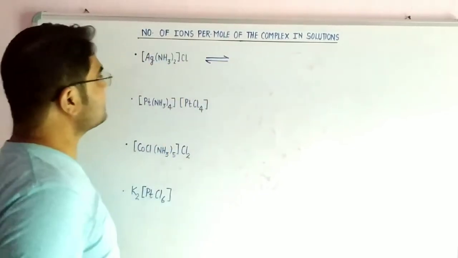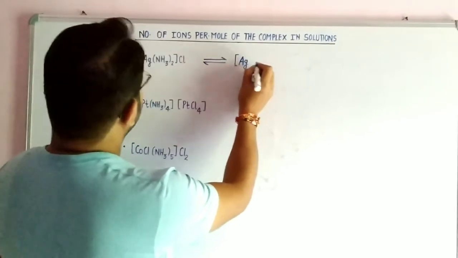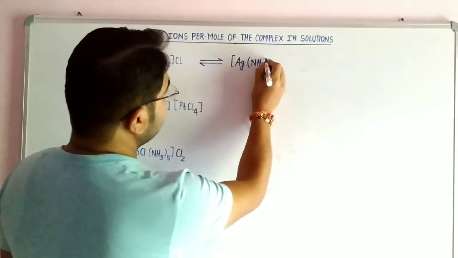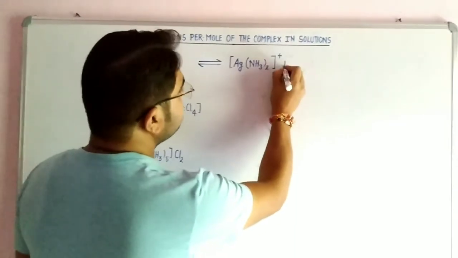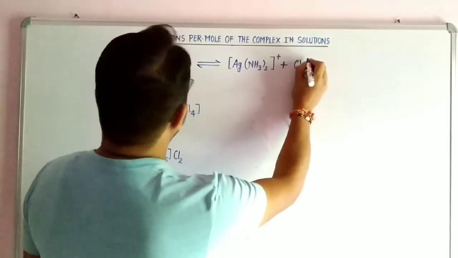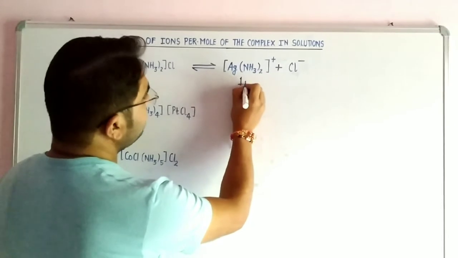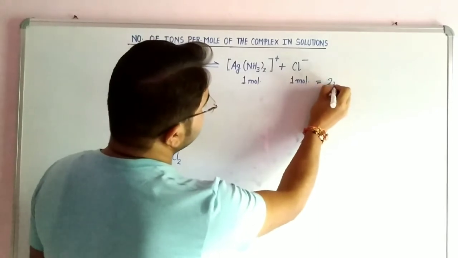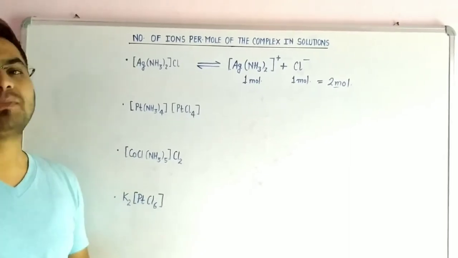In the first case, the complex is ionized in this form. It gives the positive part of the coordination sphere, Ag(NH3)2 positive, and the species present in the ionization sphere, so we simply write Cl negative. So 1 mole of this part and 1 mole of Cl negative ion. The total number of moles is equal to 2 moles. So 2 moles of ions are present in the complex in the solution.